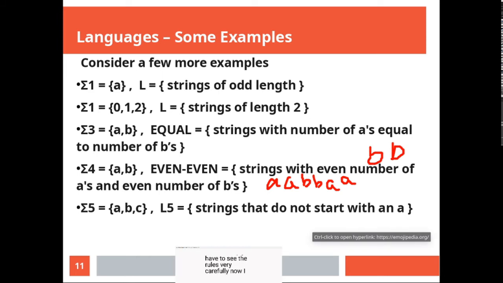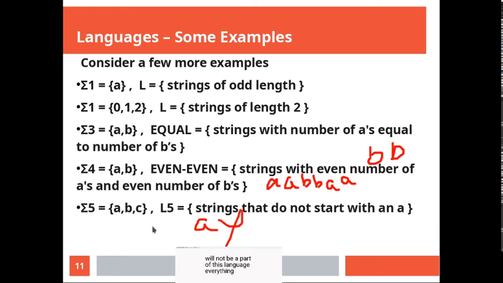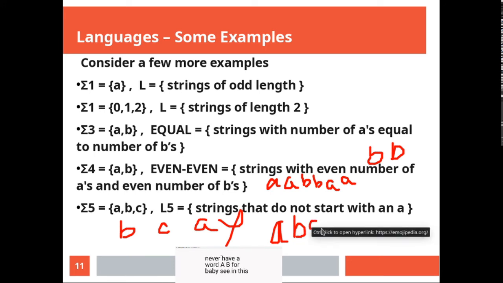Now I think this one should be very simple: the language over A, B, C which does not start with an A. So anything that starts with an A will not be a part of this language, everything else will be. So you could have a word B, you could have a word C, but not a word A. You could never have a word A, B, or ABC in this language because it starts with an A. But any combination of B's or C's followed by any input symbols will be a part of this language. Can you say that null is a part of this language? I think you need to give this a thought.